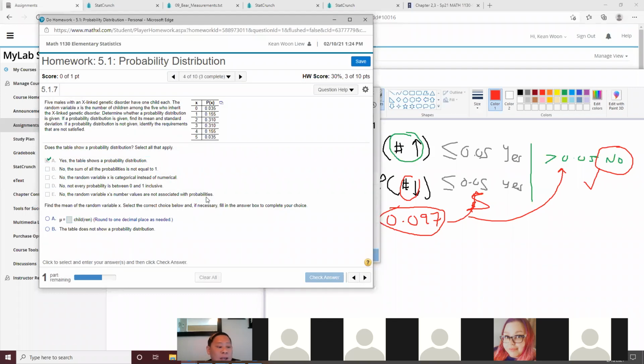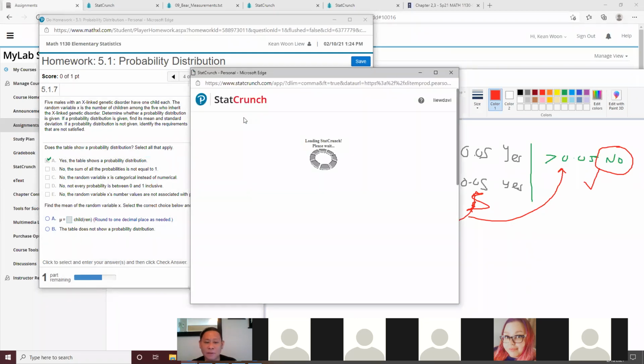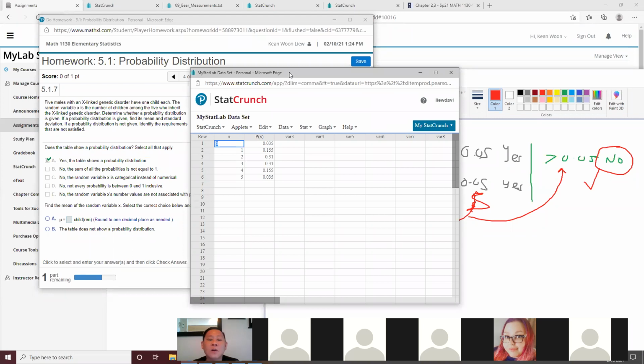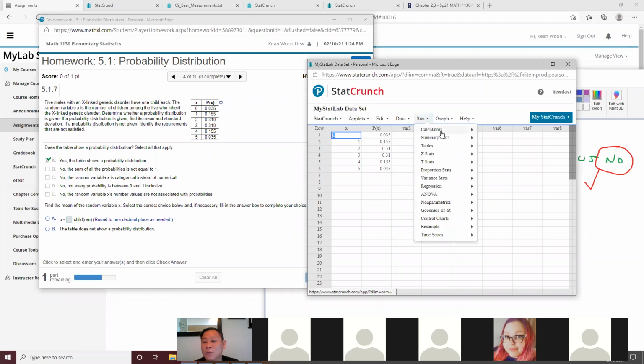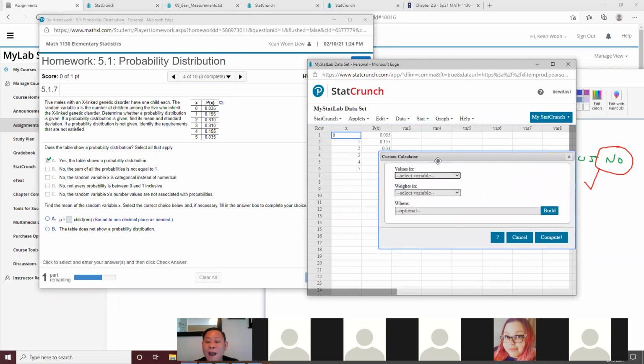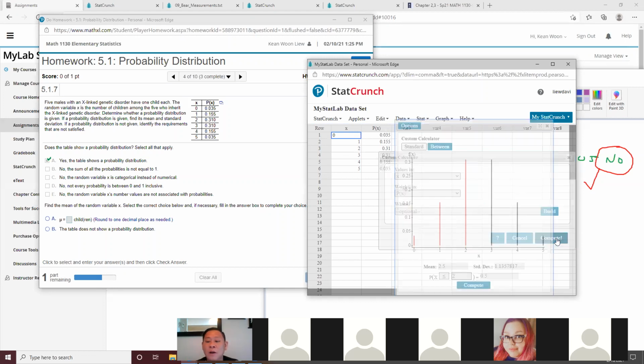Then you find the mean and the standard deviation. How you find the mean and standard deviation is you import this into StatCrunch. You do not need to type, remember last time I had to type this var1 and var2. Here it is already imported. So you go to Stat, go to Calculators, go to Custom. Your values is always the X, 0, 1, 2, 3, 4, 5. It used to be var1. And your weight used to be var2, is P(x), your probability, and you hit compute.